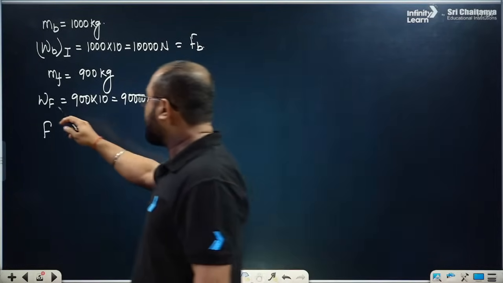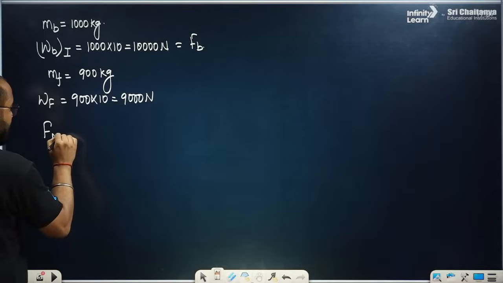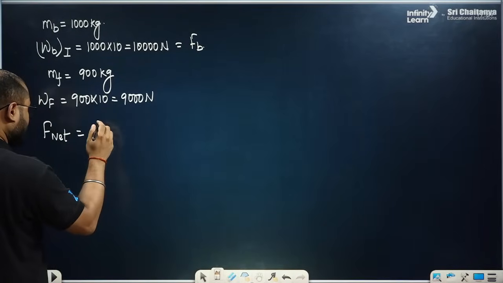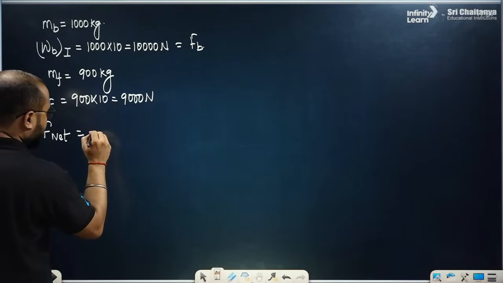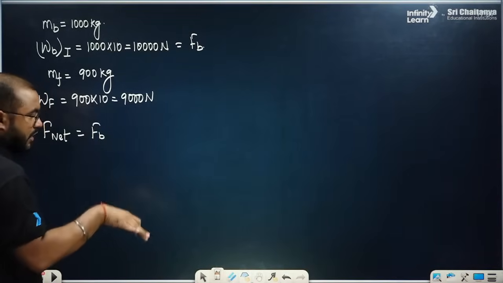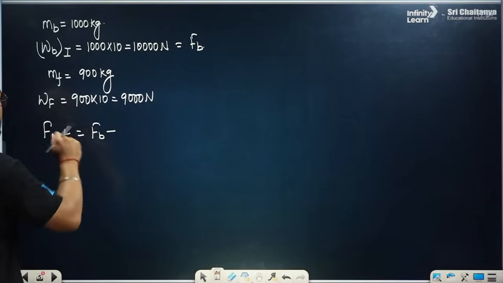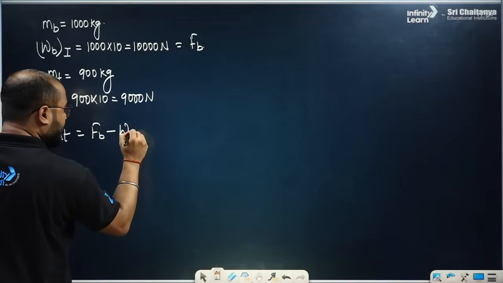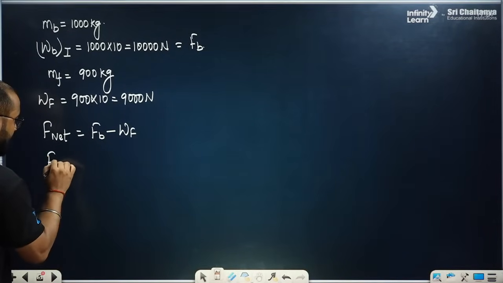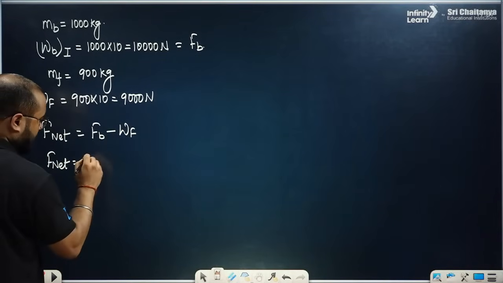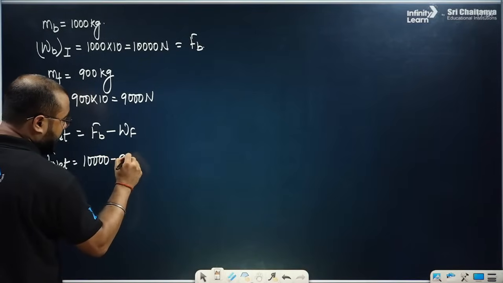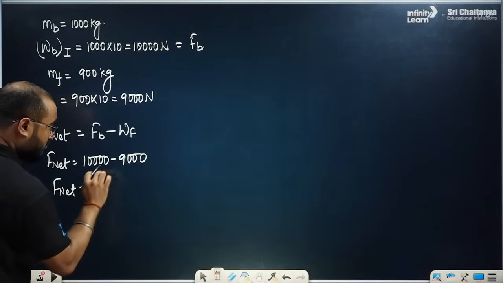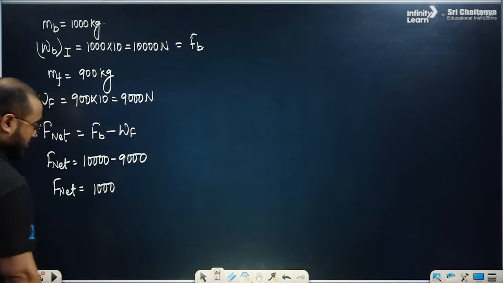When we talk about the F net, we can write the buoyant force acting upwards minus the weight of the final body. So F net is 10,000 minus 9,000, and F net comes out to be 1,000.